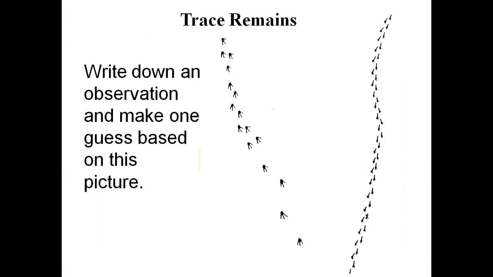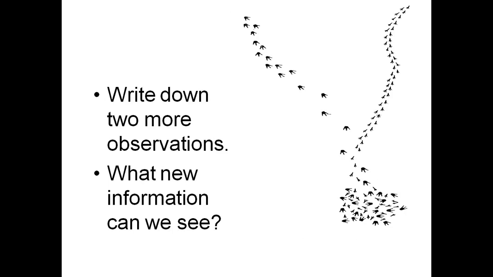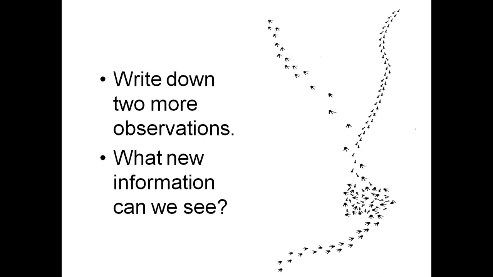Now, let's look at how trace remains may impact observations or possible deductions. Take a minute to write down an observation and make one guess based on the picture provided. Now, let's look at the next image, and as you can see, the story becomes a little bit more defined, or perhaps different from what our previous observations may have told us. Now write down two more observations based on what you see. What new information can we see from the tracks provided? Now that we see a new set of tracks, let's write down two more observations. Is there perhaps new information that can be gathered from the following image?